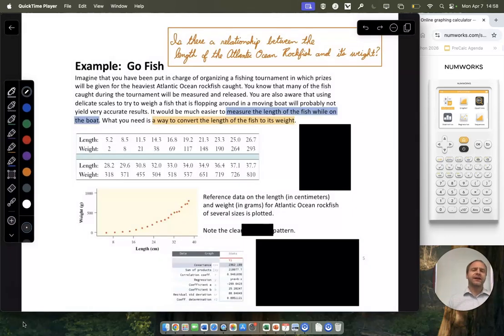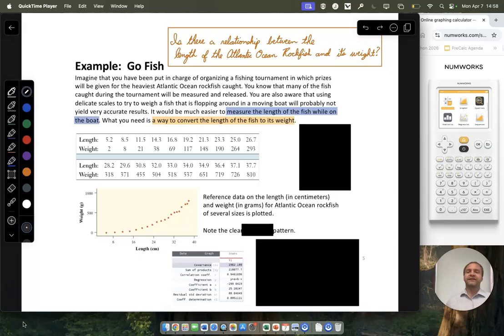Imagine that you've been put in charge of organizing a fishing tournament in which prizes will be given for the heaviest Atlantic Ocean rockfish caught. You know that many of the fish caught during the tournament will be measured and released. Oh, that's so nice. You are also aware that using delicate scales to try and weigh a fish that's flopping around after you get it out of the water in a moving boat can be really hard and not very accurate. So it's going to be much easier to measure the length of the fish while it's on the boat, and then we can use that to predict its weight. So what you need is a way to convert the length of the fish to its weight.